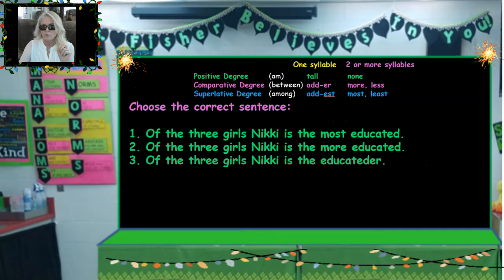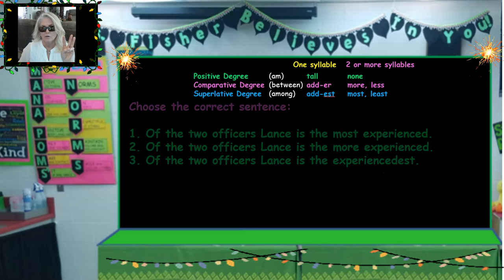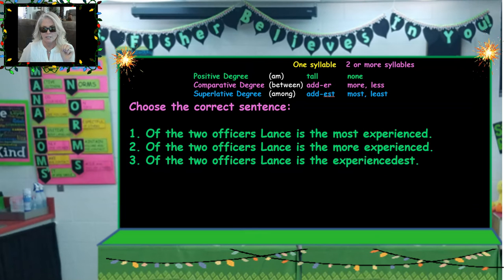All right, so knowing that, choose the correct sentence. Of the 3 girls, Nikki is the most educated. We're looking at 3. Number 2. So which one's correct? Of the 3 girls, Nikki is the most educated. Of the 3 girls, Nikki is the more educated. Of the 3 girls, Nikki is the educated-er. Which one is correct out of these 3 sentences?